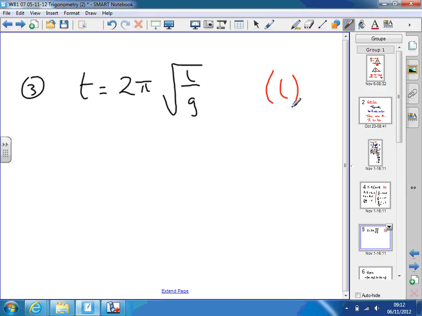If you look at it, L is divided by G and then it's square rooted, so it's inside quite a lot of things in here. But what we do is, let's just get rid of the 2 pi and then worry about what to do with the square roots afterwards. So first thing I would do is get rid of the 2 pi, divide both sides by 2 pi. T divided by 2 pi equals the square root of L over G.